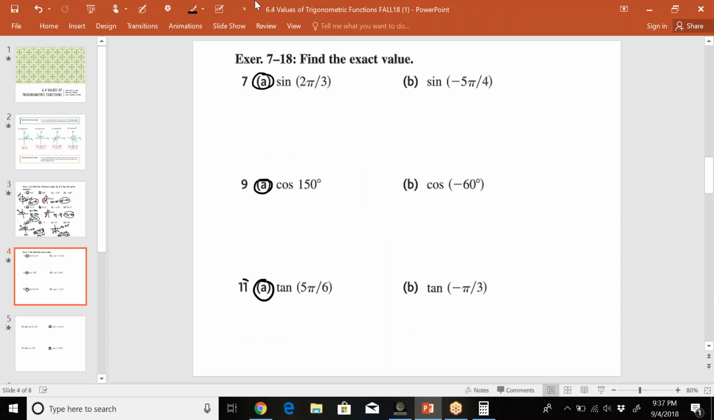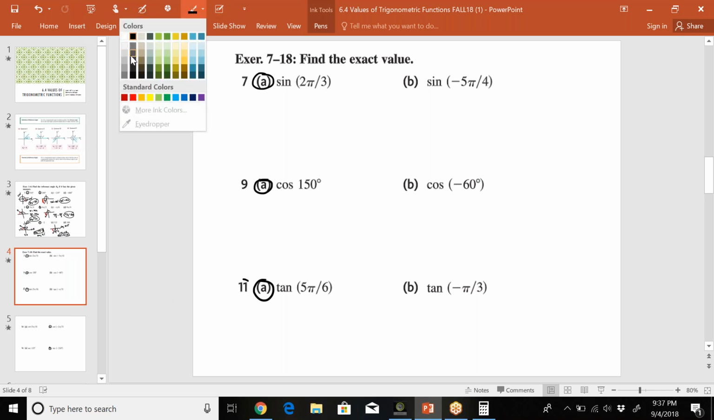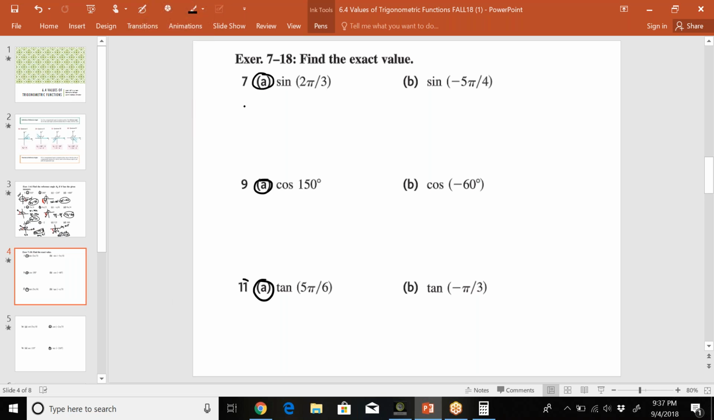This is saying find the exact value. So we're looking at sines, cosines, tangents, and I think on the next page we'll have some reciprocal functions. So 2 pi over 3, if we want to know what the sine of 2 pi over 3 is, if you don't have your unit circle memorized, you can try to draw it and label, but you should have that memorized. So 2 pi over 3 is right here in quad 2.